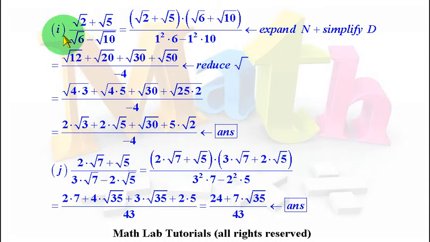Okay, a little bit more difficult, but nothing to worry about. In the numerator, we have root 2 plus root 5. In the denominator, root 6 minus root 10. Again, you copy paste the numerator. Just remember to put brackets around it.